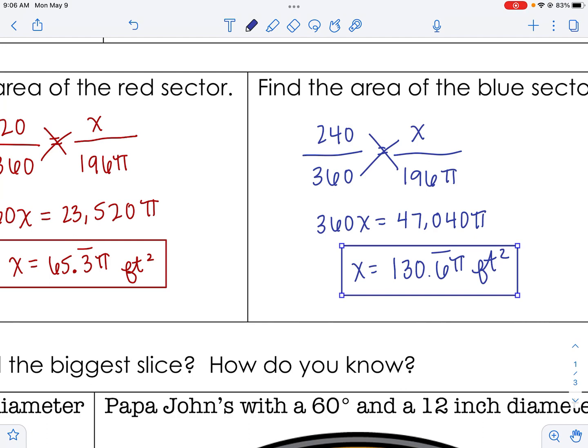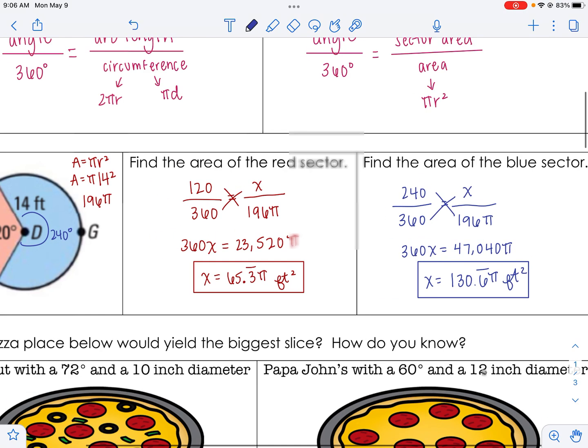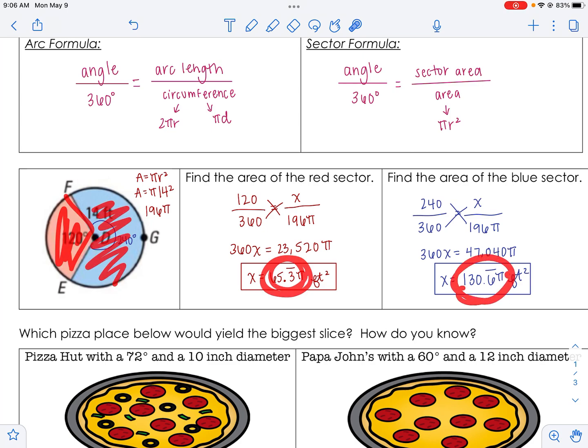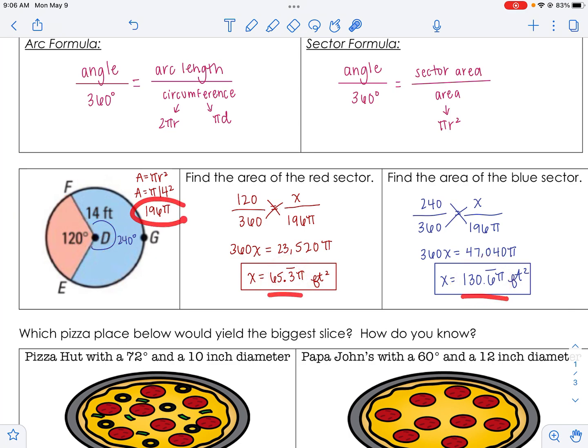So if I take the red one and the blue part and I add them together, it should equal the full area of the circle. If I have this red slice right here, and that's 65.3 repeating pi, and then the blue slice has an area of 130.6 repeating pi. If I take these two sectors together and I add them up, we get 196 pi, which is like the full area of our pizza, the full area of our circle.